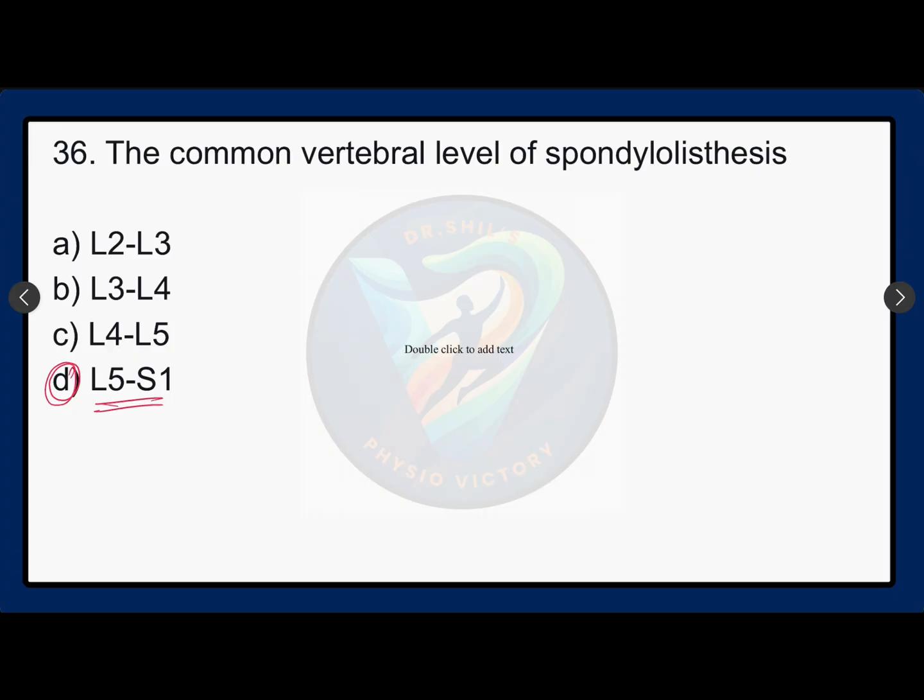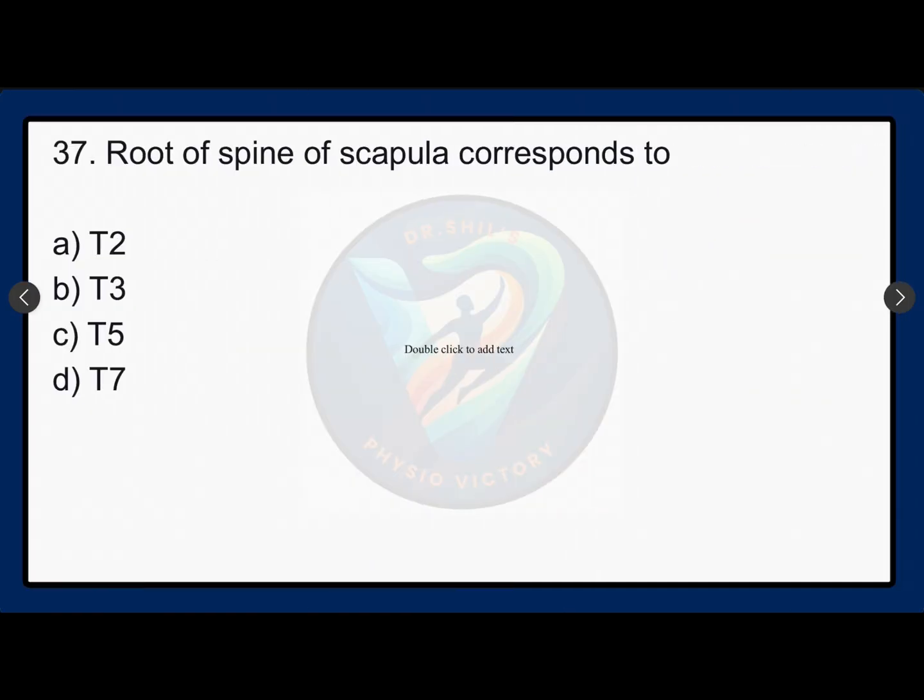Spondylolisthesis is the forward slipping of one vertebra over another vertebra. The most common level is L5 slipping over S1 due to high mechanical stress at the lumbosacral junction, and the facet orientation is also involved. So L4, L5 is basically involved in the degenerative type, or in the case of spondylosis.